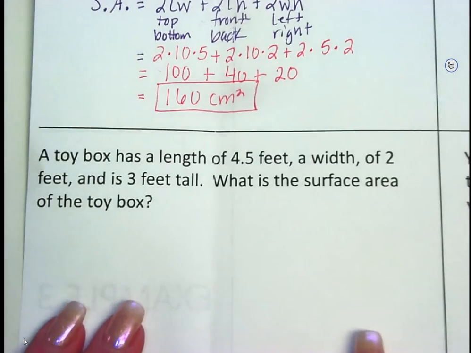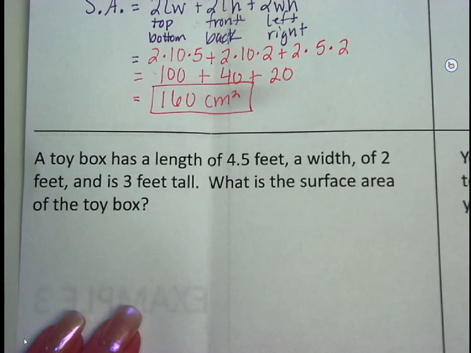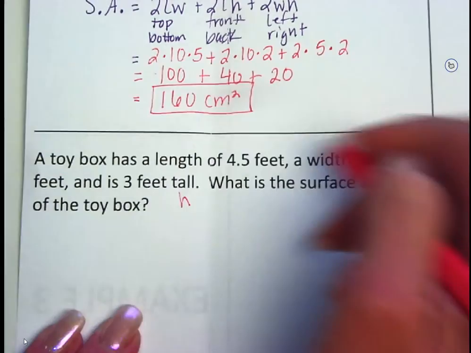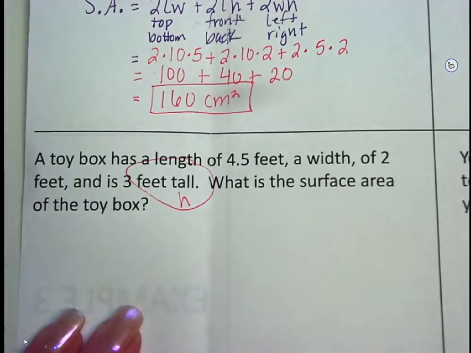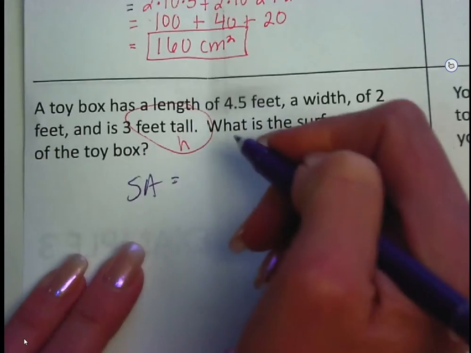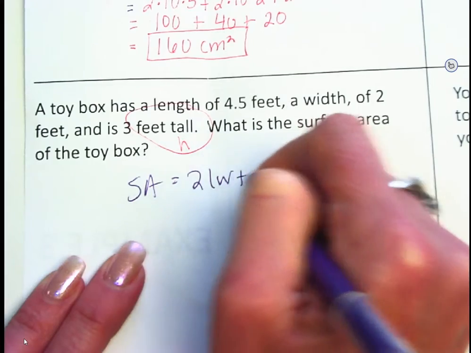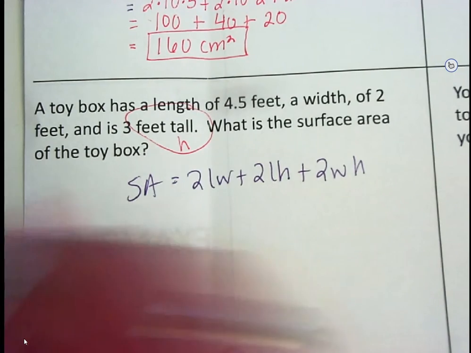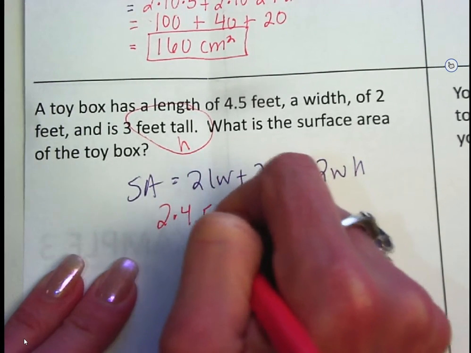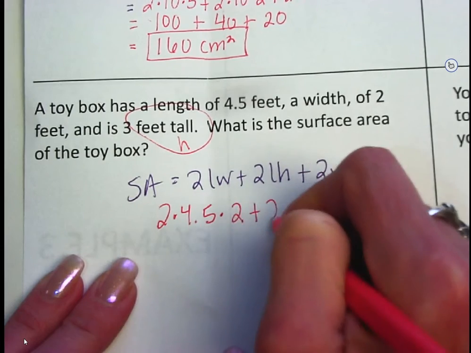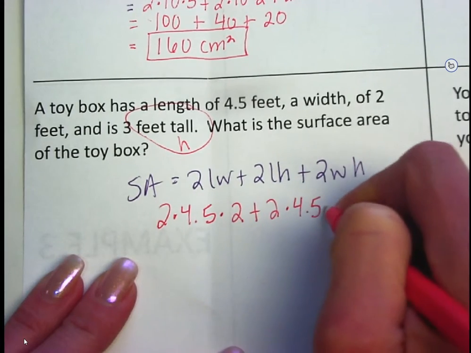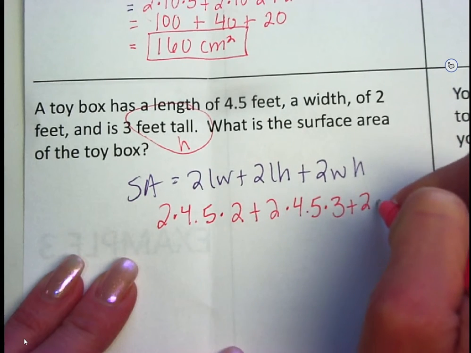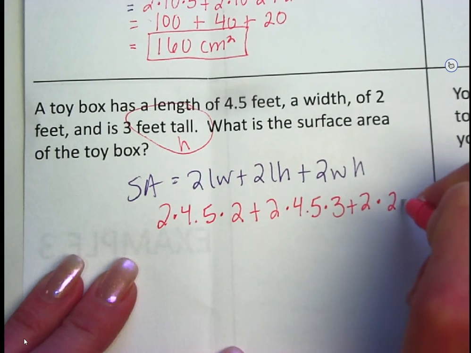All right. The next problem: a toy box has a length of 4.5 feet, a width of 2 feet, and is 3 feet tall. So again, we have our length, width, and the tall would be the height. We're going to apply our formula. Surface area equals 2 times length times width plus 2 times length times height plus 2 times width times height. I'm going to simply put in my numbers. 2 times 4.5 times 2 plus 2 times 4.5 times 3 plus 2 times 2 times 3.